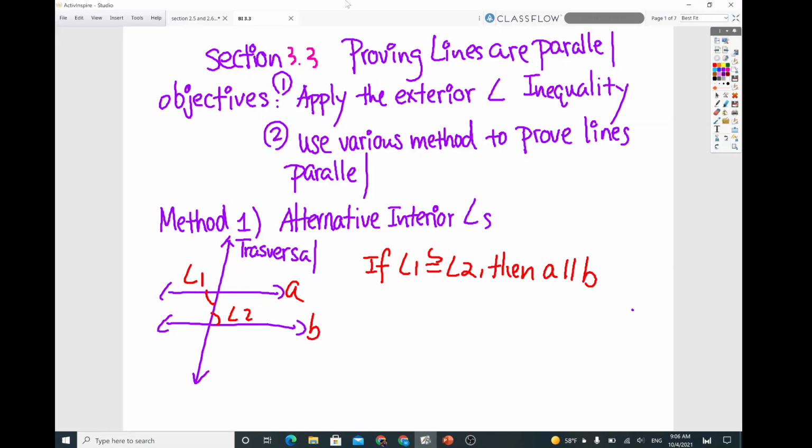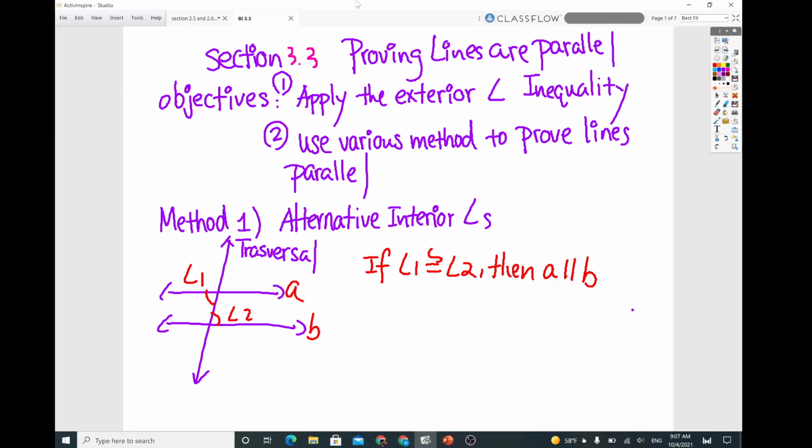So Mr. Chen again. Today we would like to go through lecture 3.3, proving lines parallel. The objectives: number one, applying the exterior angles inequality; number two, use various methods to prove lines parallel. Let's start with the methods of proving lines parallel.